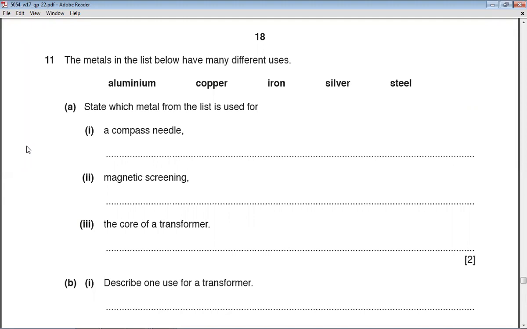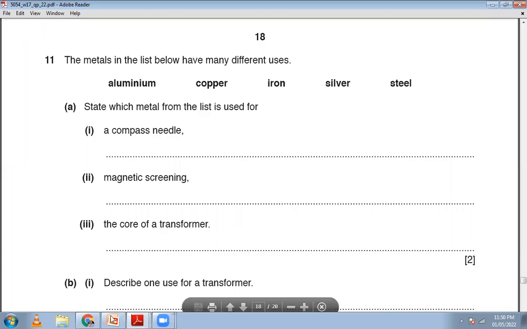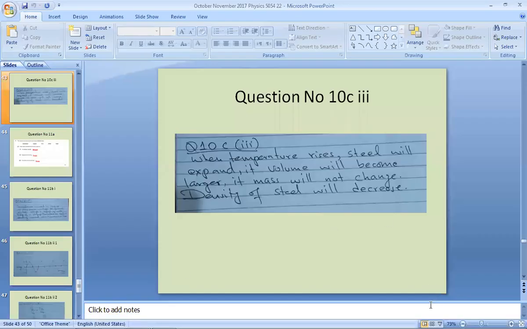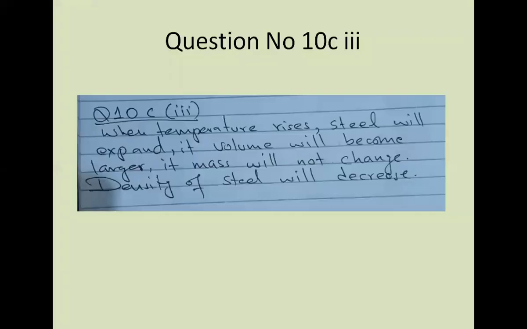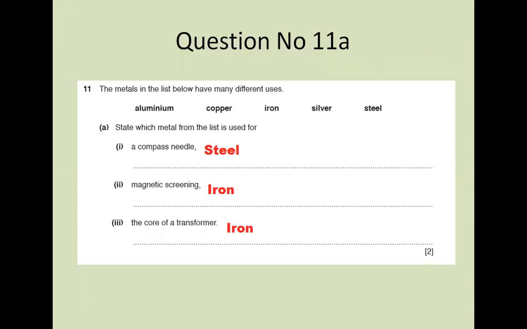The core of the transformer is also made of soft iron. So here you will write soft iron. It's a 2-mark question. Let me show you my answer. So you can see steel, iron, iron. Hopefully you understand.